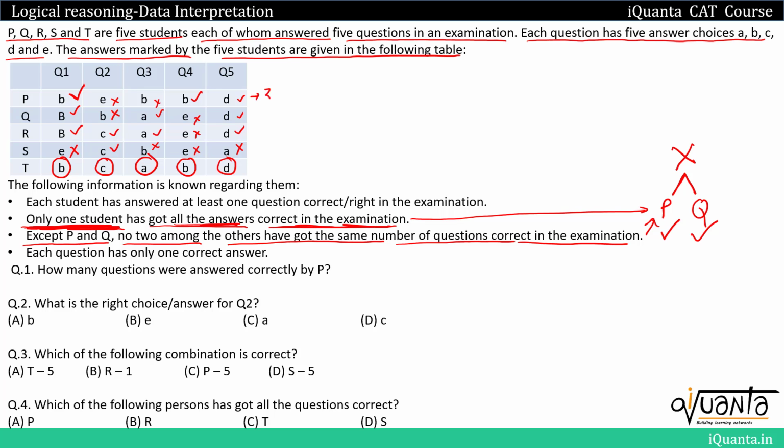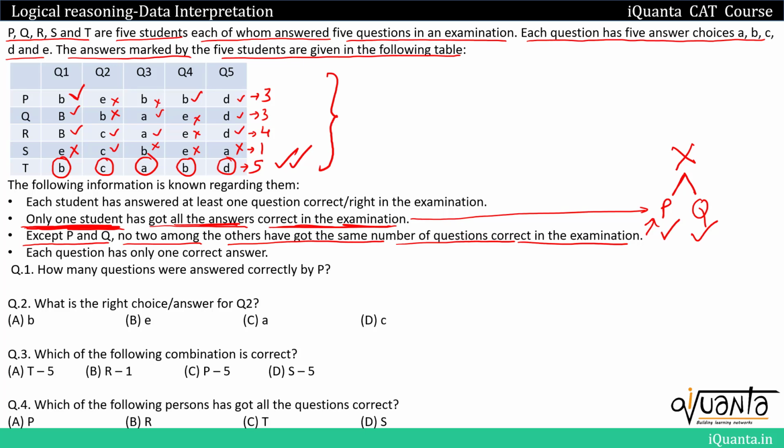Here P is answering 3 questions correctly, Q is answering 3 questions correctly, R is answering how many? 1, 2, 3, 4 questions correctly. S is answering 1 question correctly, and T is the one who is answering 5 questions correctly. So here we can see that we have only P and Q who are answering the same number of questions correctly. So all the conditions are satisfied when we assume that T is the one who is answering all the questions correctly. So this is the case we wanted. T is the one who is answering all the questions correctly.